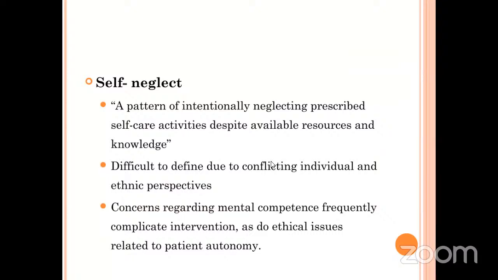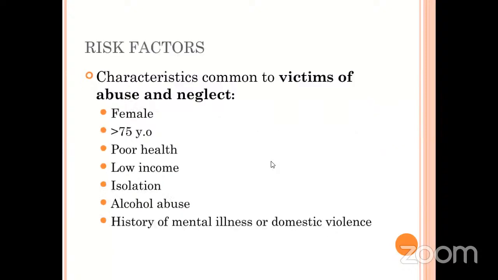There's also a form of self-neglect, which is when the older adult themselves neglects to do the things that they need to do, like their self-care. It could be due to conflicting views about it, or it could be due to their mental status. So this is a bit of a hard area to know, because we also try to respect the older adult's autonomy. So that could be an area that's hard to detect.